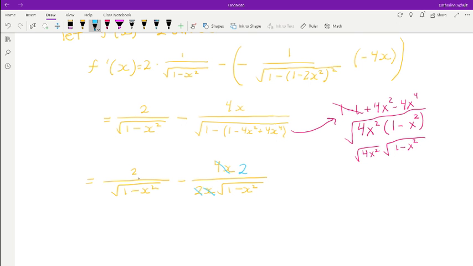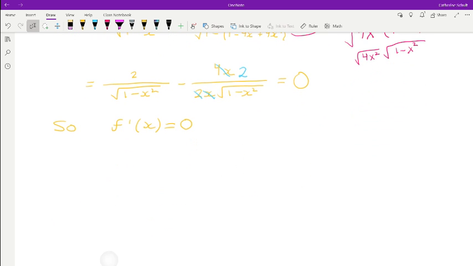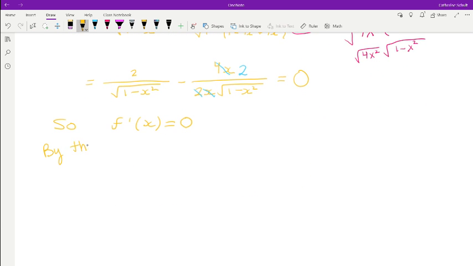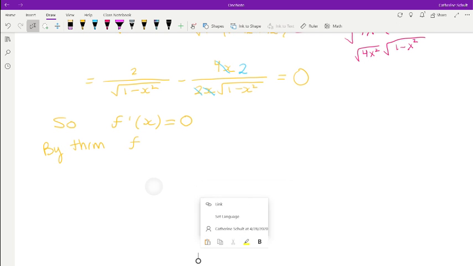And now we have 2 divided by square root of 1 minus x squared minus 2 divided by square root of 1 minus x squared. That's the same thing. So 2 minus 2 is 0. Denominators are the same. So we just showed that the derivative of that function is equal to 0. That's what that whole shebang was. So by theorem, f is a constant.